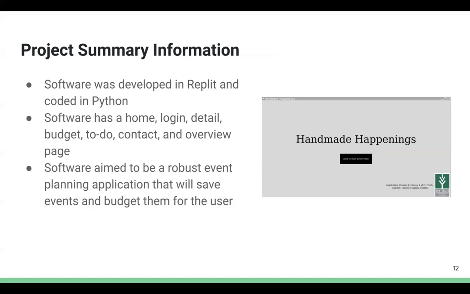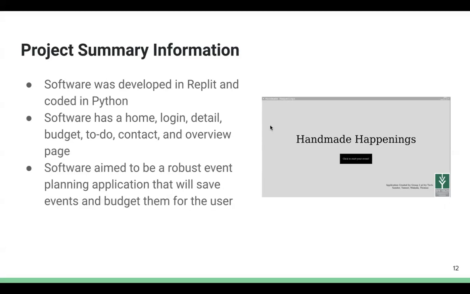Thank you, Xander. So what all these documents represent is our in-software solution that we are developing. As we saw earlier, the project is developed in Replit and coded in Python. These were all things we were familiar with, so we thought this would be very simple for us to develop in, and it seemed it would be best for the software solution we are designing. The software has a main page, a home, a login page, detail, budget, to-do, contact, and overview page. All those are outlined in the various documents we mentioned before.